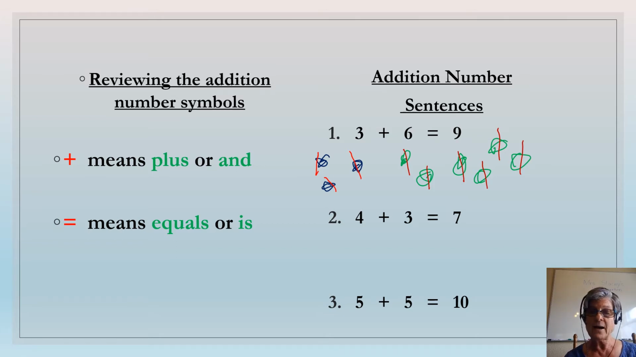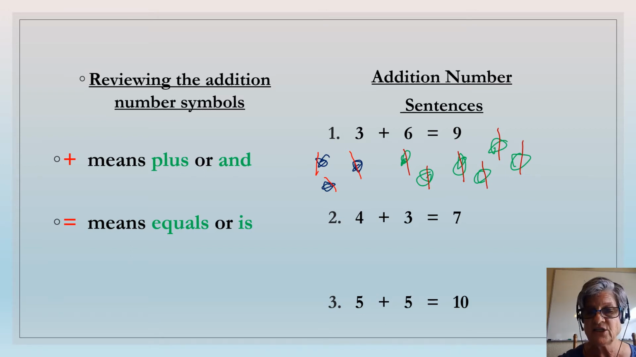So my addition number sentence goes 3 plus 6 equals 9. 3 blue circles plus 6 green circles equals 9 circles in all. That means once I counted them all, I had 9. Now let's go to the next number sentence. It's also an addition number sentence. It goes 4 plus 3 equals 7.